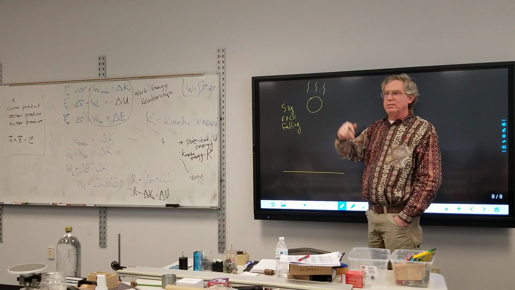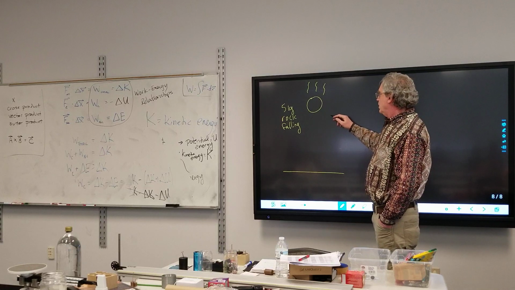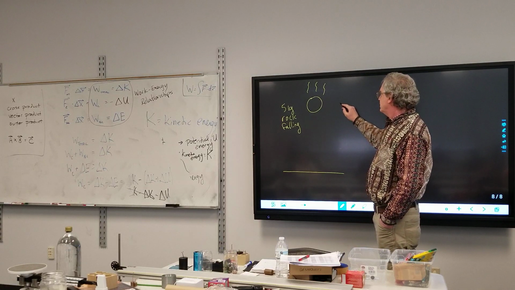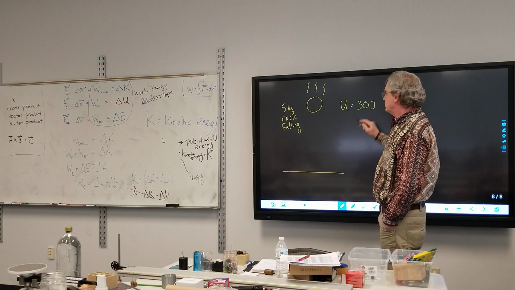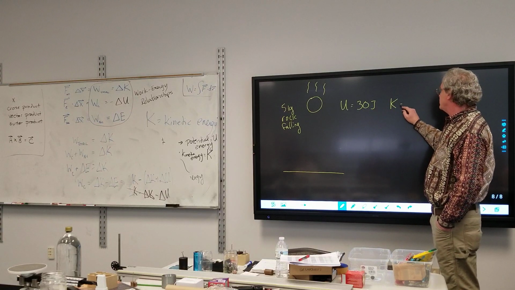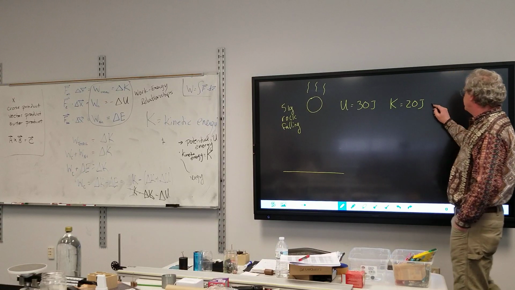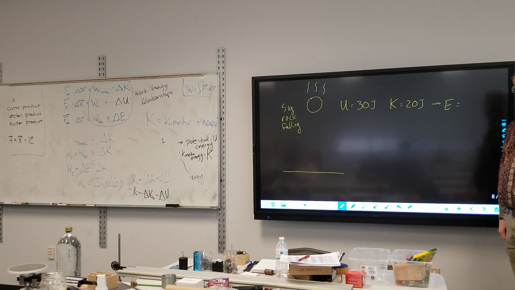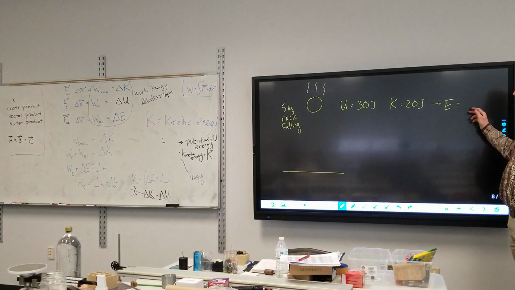No air resistance, but I'll put the air streams there just to give some illusion of falling. If my potential energy is 30 joules, the unit of energy, and kinetic energy is 20 joules, what is the total energy? Not worrying about rest energy. Yeah, just add them up.